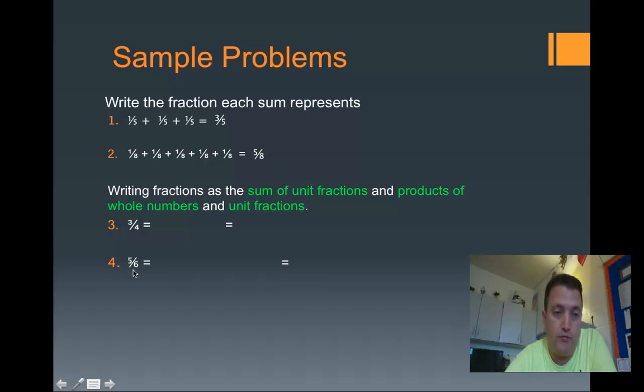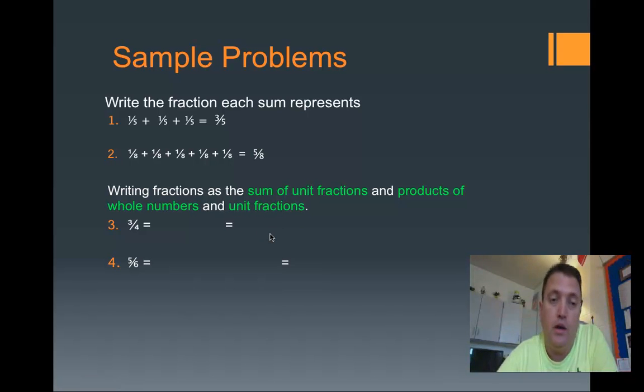You've got 3/4 and 5/6. It says you're going to write fractions as the sum of unit fractions. That's just like what you did up here. And products of whole numbers and unit fractions. Remember, products means multiplication. So you're going to do a multiplication problem like the repeated addition. Now, if you get stuck, you could go back and look at the slide that I did earlier where I showed you how to do that.